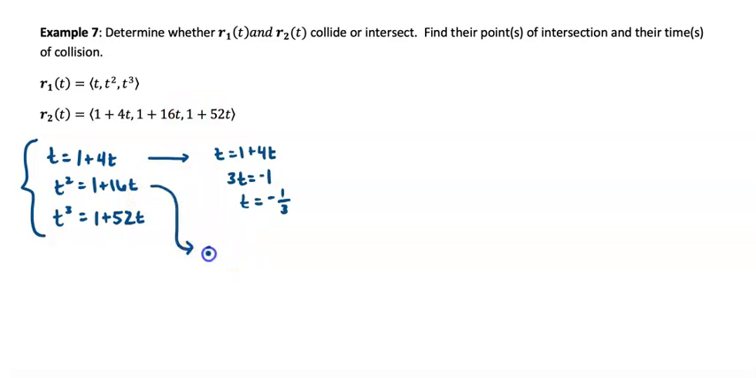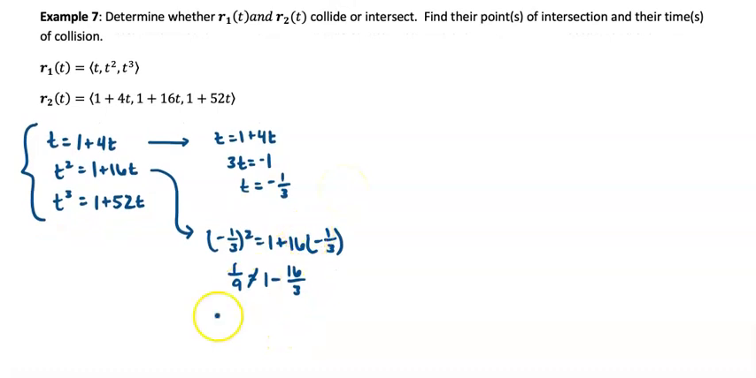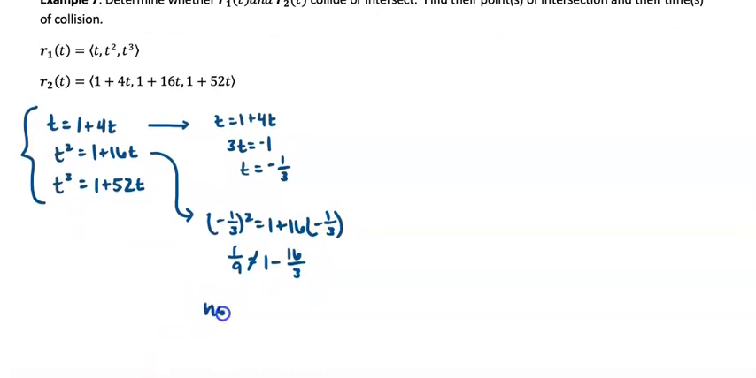And we get -1/3 squared is equal to 1 plus 16 times -1/3. -1/3 squared is +1/9, and is 1/9 equal to 1 minus 16/3? Well, we can see without actually solving that no, it is not. So this is not true. Because this is not true, there is no collision. There is no value of t that will be a solution for all three of these parameters.